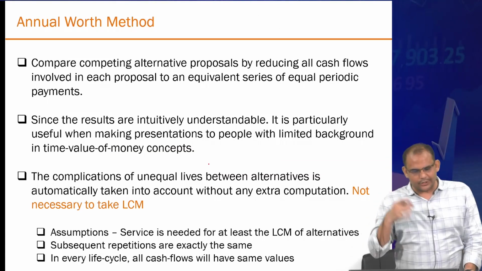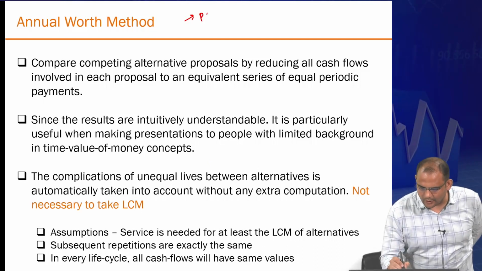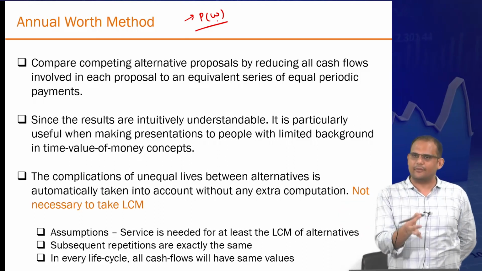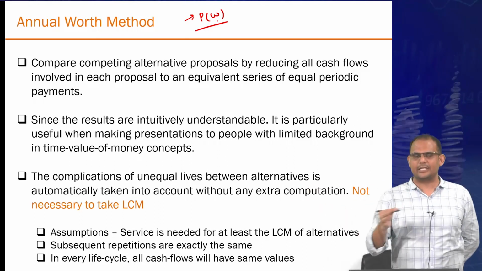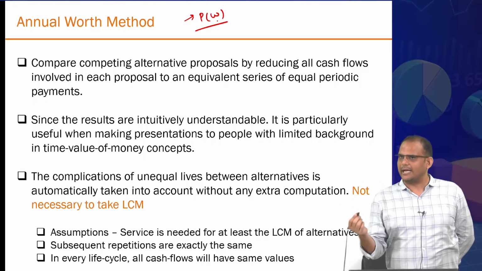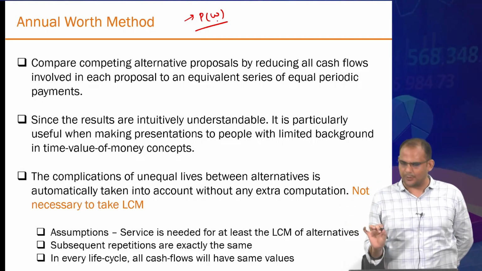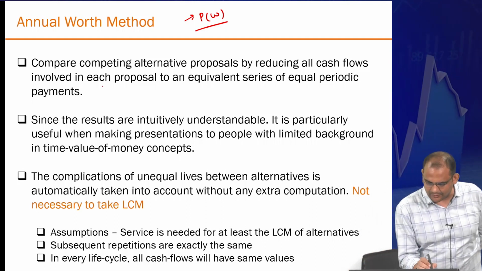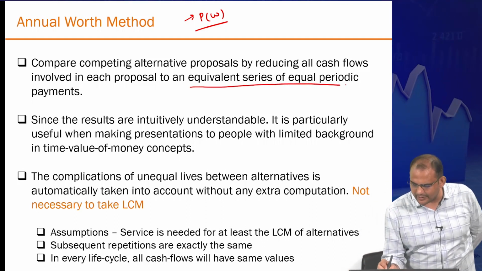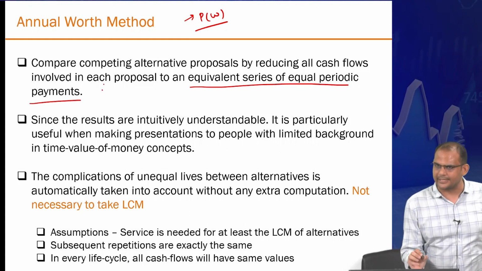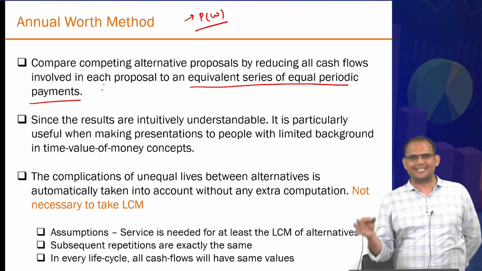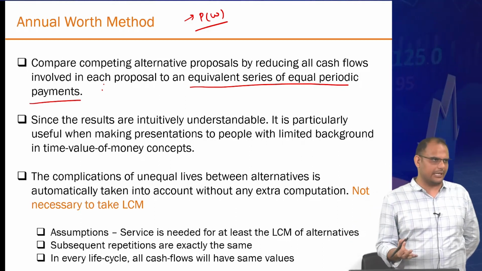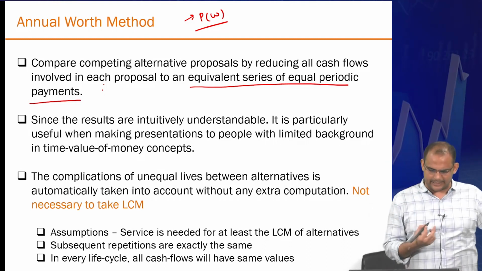Right? So what you do is, earlier you were comparing all the cash flow series by converting them to a present worth and comparing. Now instead of that, you convert your entire cash flow series into an equivalent A amount, and then you compare that. Okay, that's the whole idea. So compare competing alternative proposals by reducing all cash flows involved in each proposal to an equivalent series of equal periodic payments. So instead of P, you are now estimating an equivalent A. The higher the equivalent A, the better the alternative, and all other things that we saw are still applicable.